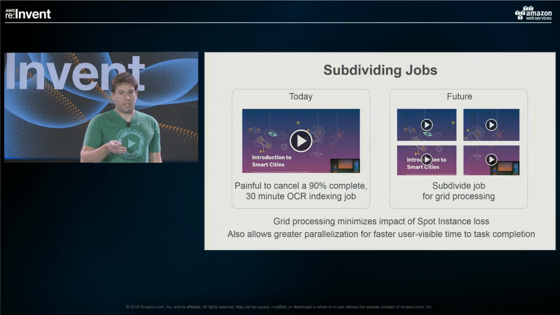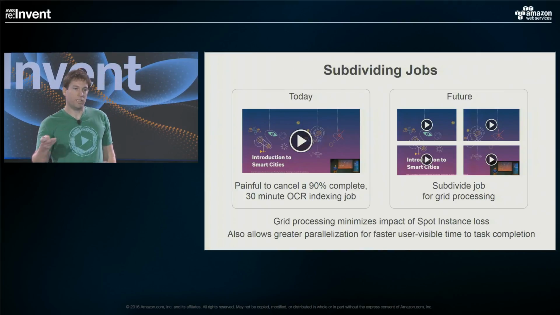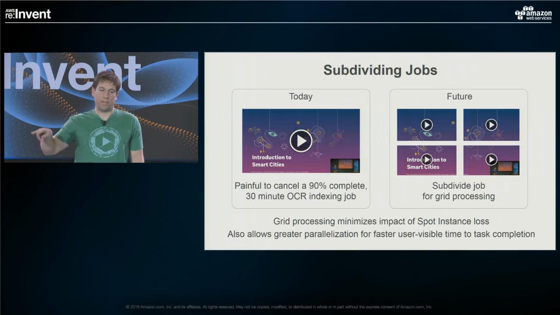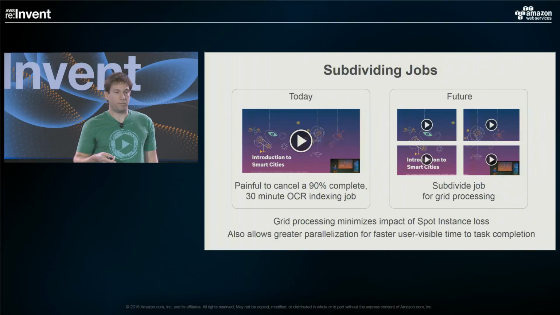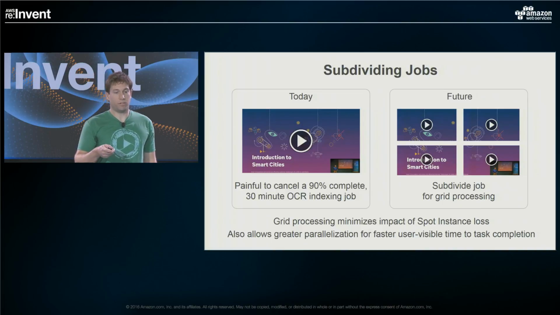If you subdivide that job out and run it instead of on one machine, you're running it on 4 machines or 16 machines or 32 machines, each one of which is looking at a small portion of the video, then losing any one of those machines is far less painful. You have a lot less work that you have to catch back up. And there's other benefits too, like you can have the turnaround time for that full job be much, much faster because you're running it all in parallel.